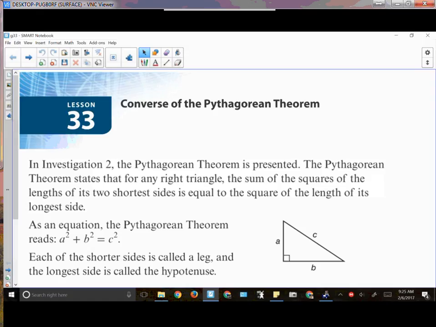We're going to take a look at the converse of the Pythagorean theorem. Now, we've played with the Pythagorean theorem. You've played with the Pythagorean theorem. Nothing is new here. So we've got a squared plus b squared is equal to c squared. It's now that we are going to use this to answer a few other questions.